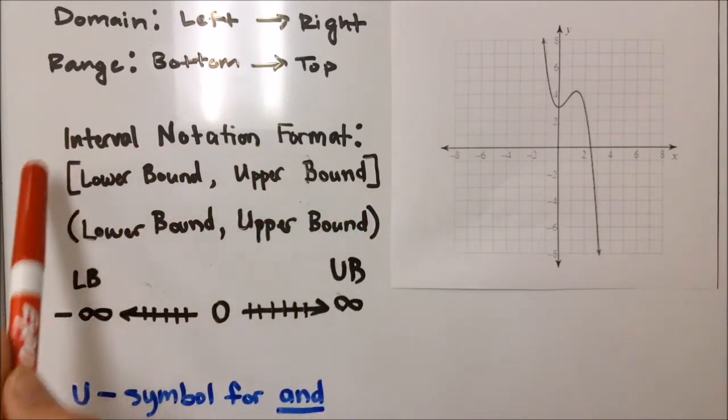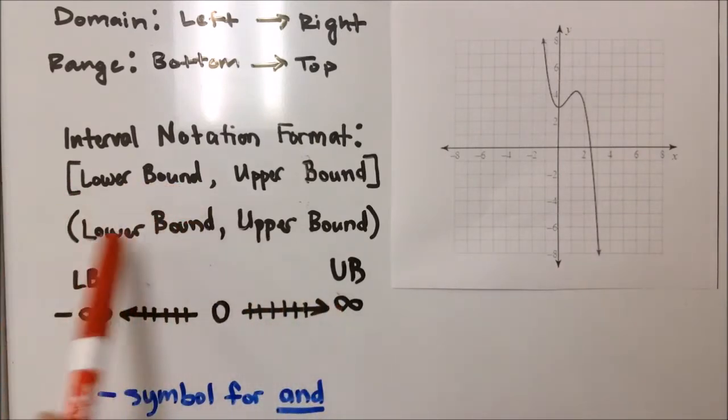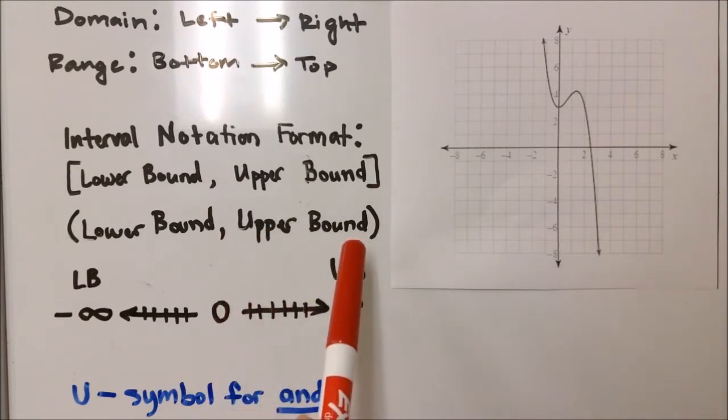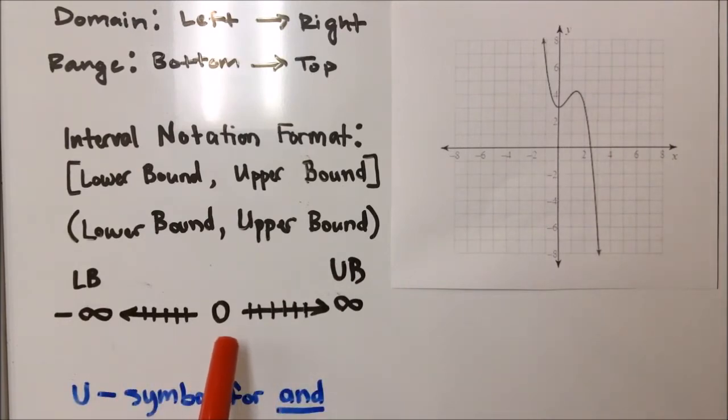the format would be with brackets or parentheses for both, for example, where the lower bound or the lowest value is on the left side and the upper bound or the greatest number will be on the right hand side. Now here is a number line where 0 is in the middle, the lowest would be negative infinity, the greatest would be positive infinity, the symbol.